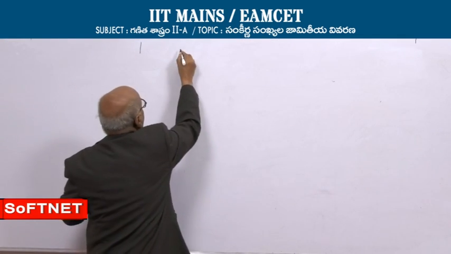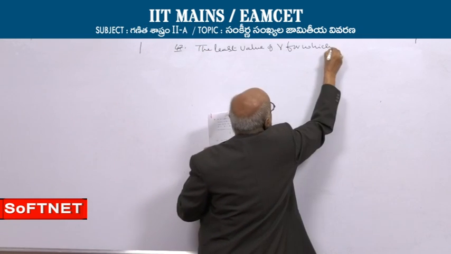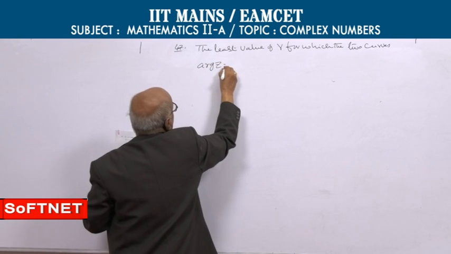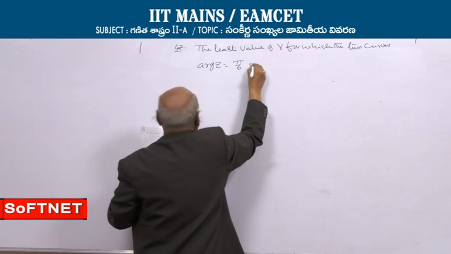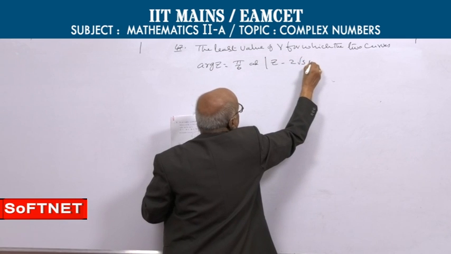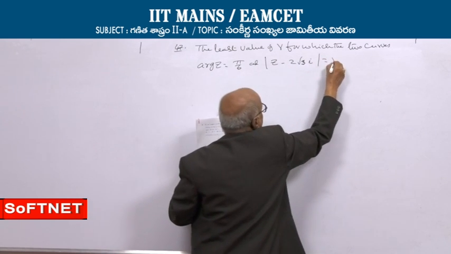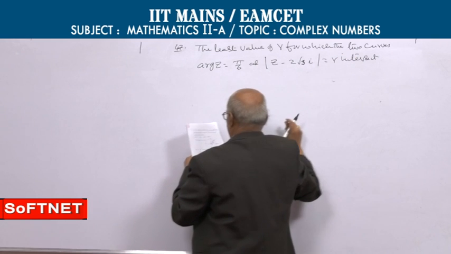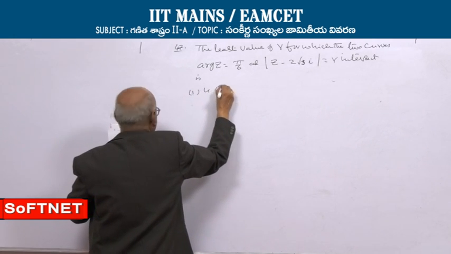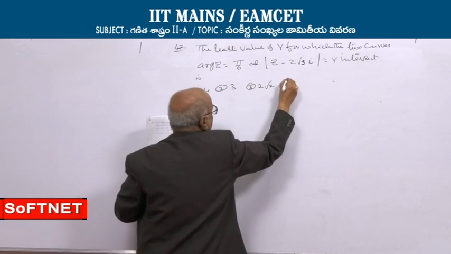We take problem number 47. The least value of R for which the two curves arg z is equal to pi by 6 and modulus of z minus 2 root 3 i is equal to R intersect is: 1, 4; 2, 3; 3, 2 root 2; and 4, 2 itself.